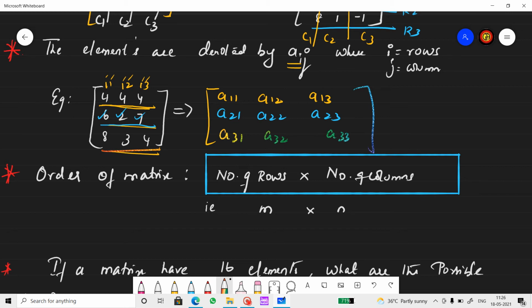So elements are represented by Aij. I means rows, J means column. So when you say A suffix 21, it means second row, first column entry. A33, third row, third column entry.